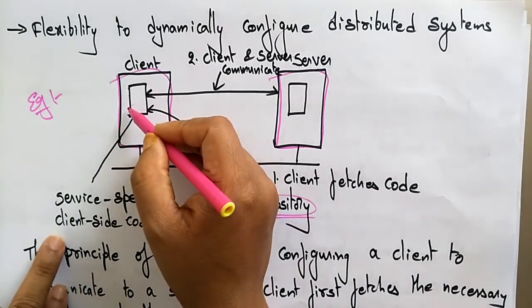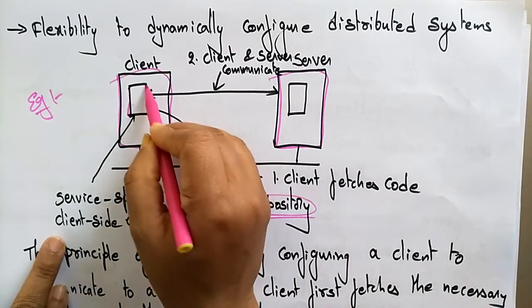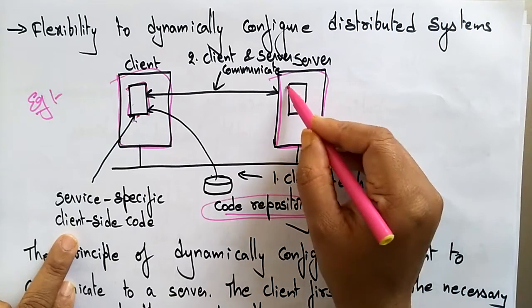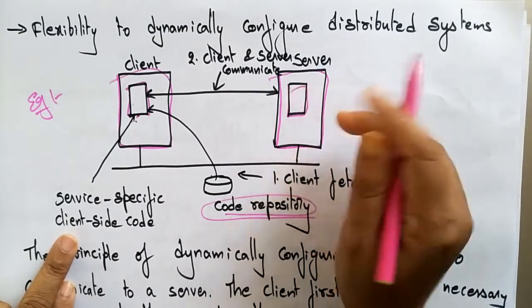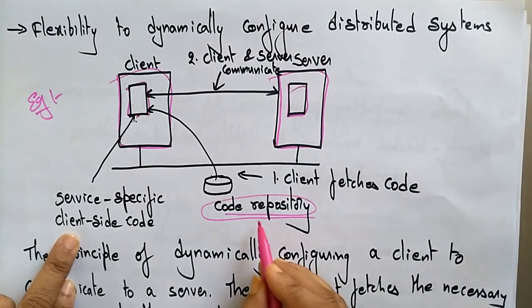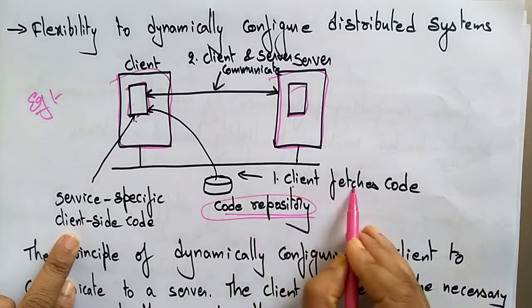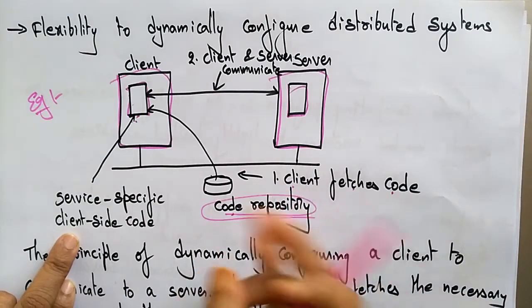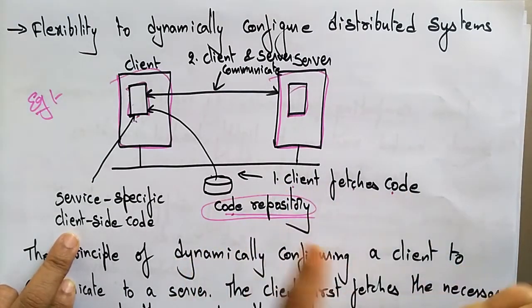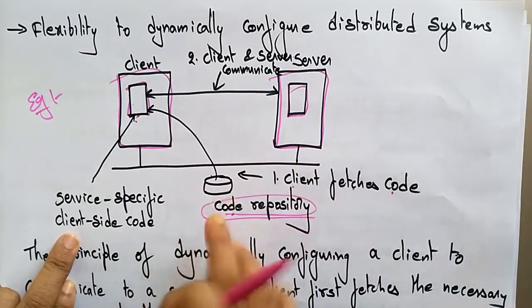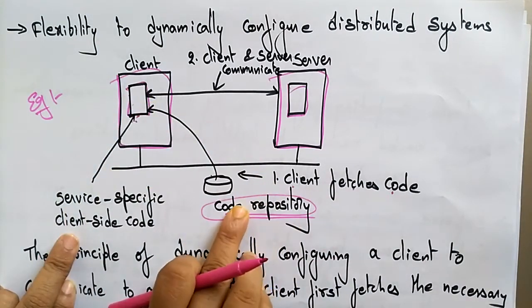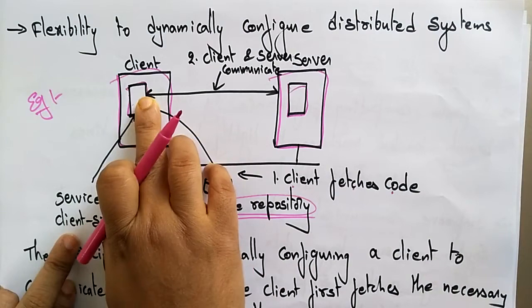Here, the service-specific client-side code will be stored, and the service-specific server-side code will be there. So first, what is it doing? The client fetches the code from the code repository, meaning from a database, or any disk or some storage device. The client is fetching the code, so it is migrated from here to the client machine.